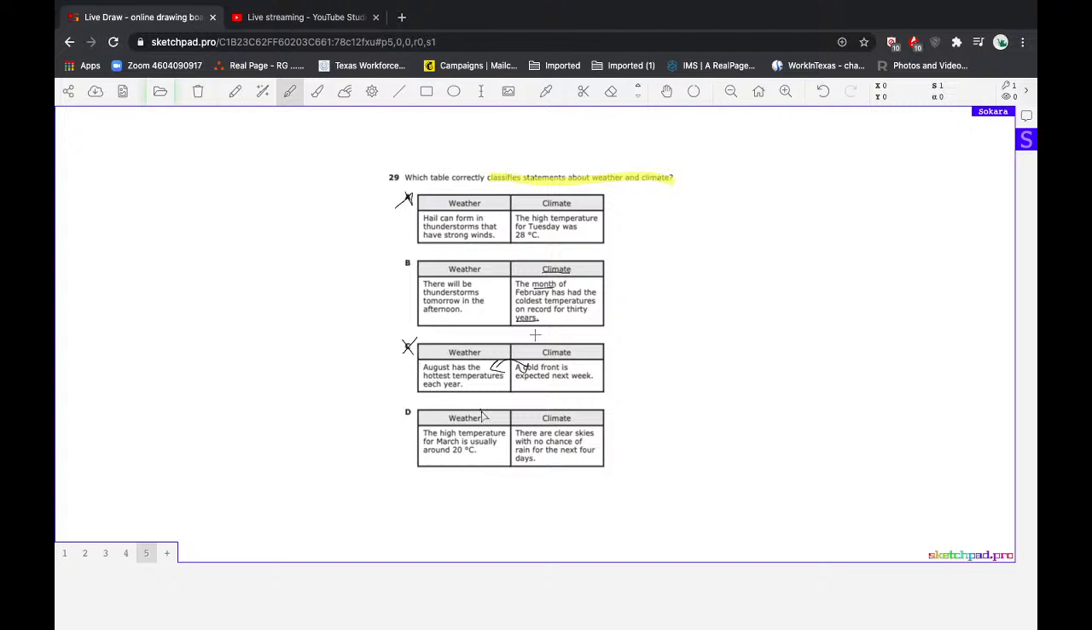Let's look at D. Weather is saying the high temperature for March is usually around 20 degrees Celsius, and the climate is saying there are clear skies with no chance of rain for the next 4 days. Again, these ones are also reversed because here it's talking about a month, right? And that's a general thing, so that's not as specific. That would be describing climate, and here it's talking about the rain for the next 4 days, the specific weather for the next 4 days. That's talking about weather. So again, these are flipped.